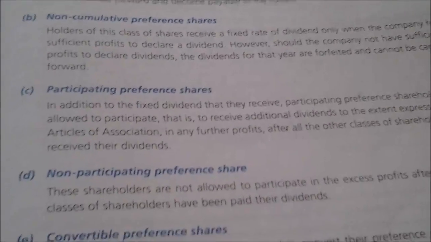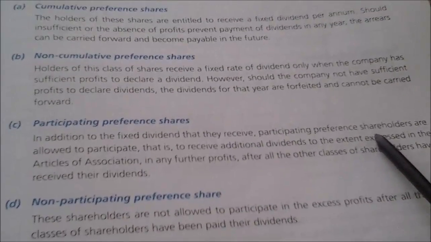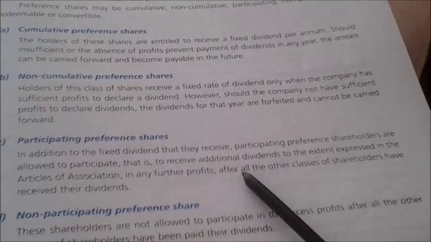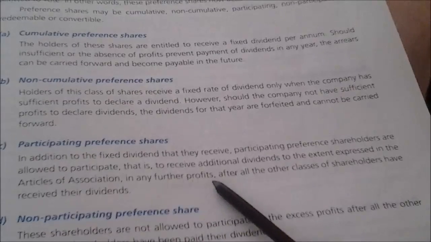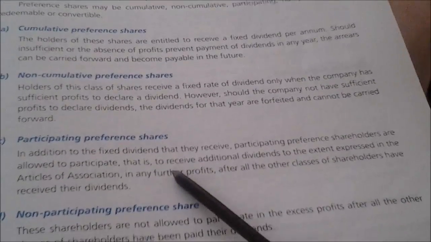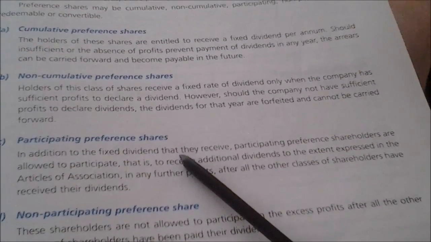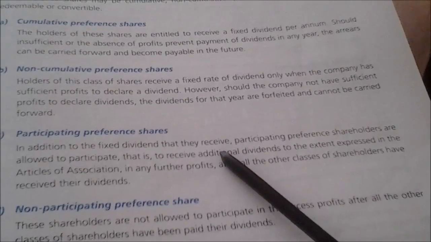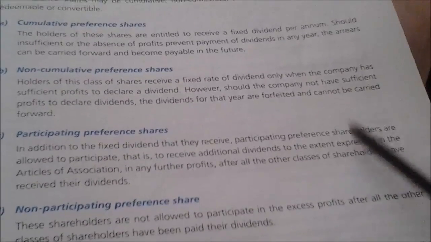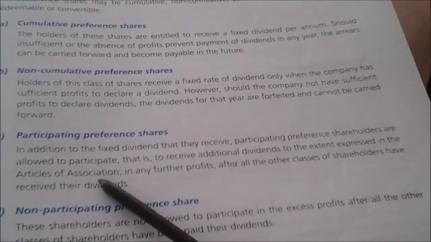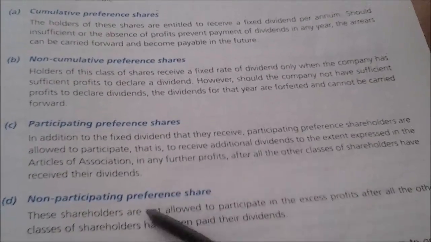Alright, participating preference shares. In addition to the fixed dividend that they receive, participating preference shares are allowed to participate, that is, to receive additional dividends to the extent expressed in the articles of association. So it depends on the articles of association, meaning that even though they cannot vote, they can receive additional dividends. Non-participating preference shares will be the opposite.